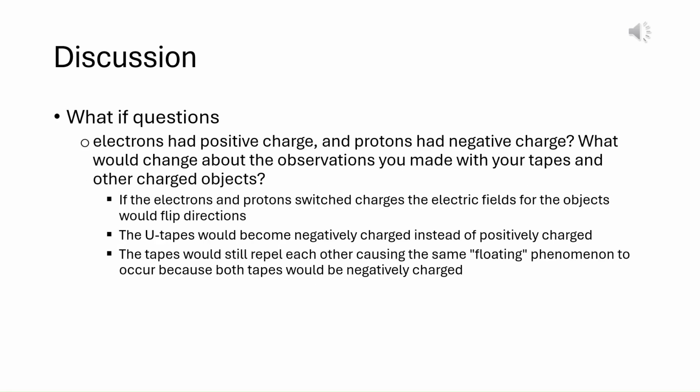If the electrons had positive charge and the protons had negative charge, then the E fields would flip directions, and instead of pointing away from the tapes, they would point toward the tapes, and the U-tapes would be negatively charged instead of positively charged. But the phenomenon of the floating tape would still be there.